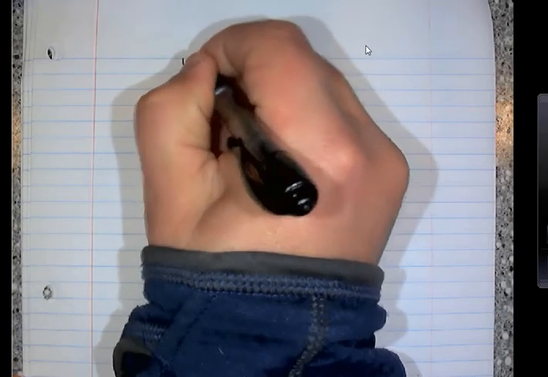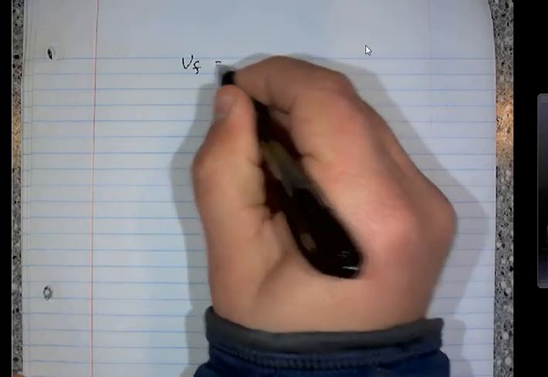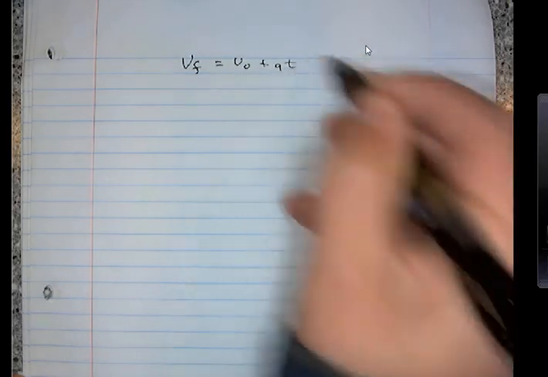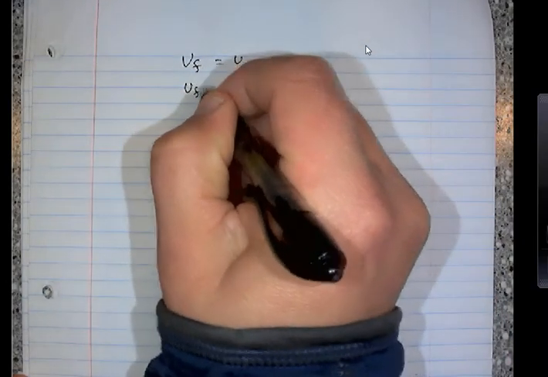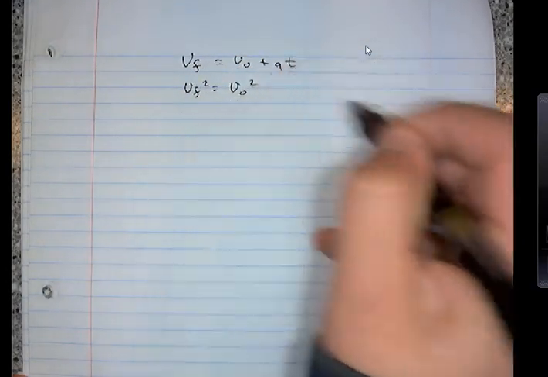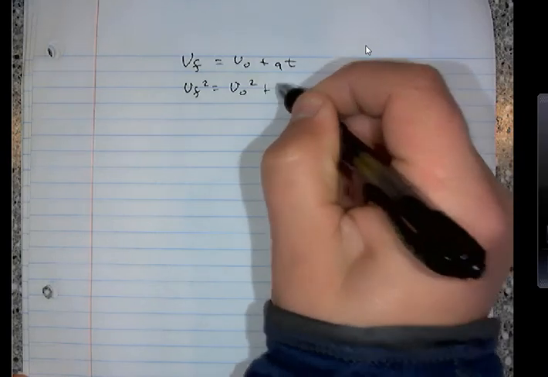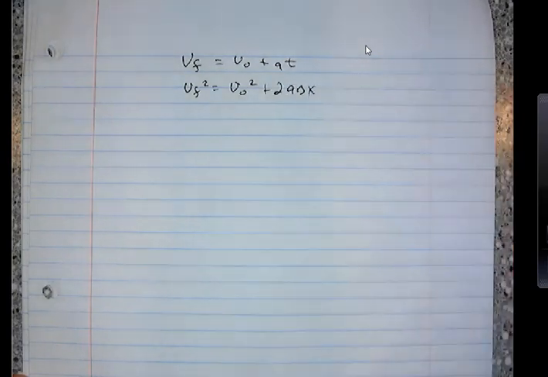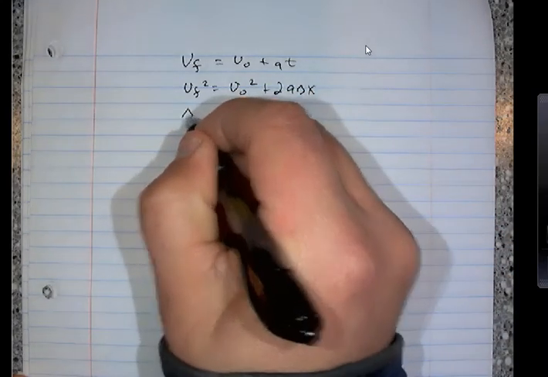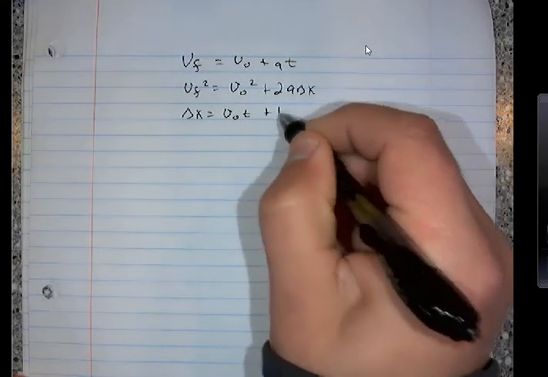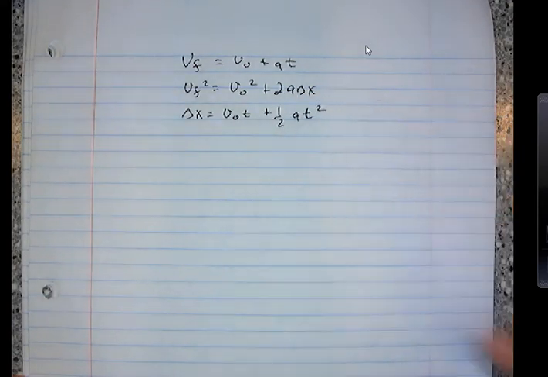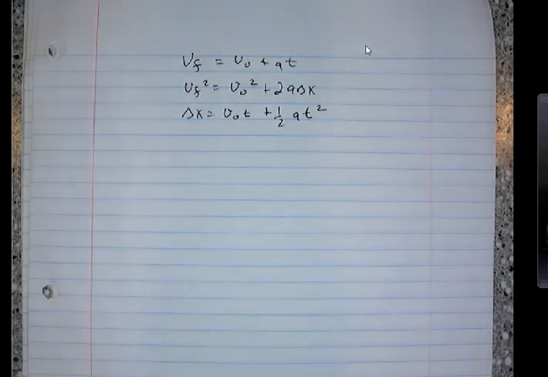So velocity final is equal to velocity initial plus at. So these are all for constant acceleration. Final velocity squared is equal to initial velocity squared plus 2a delta x. I'm writing these all in the x direction. It could be for the y direction as well. And then finally, delta x equals initial velocity times time, plus 1/2 at squared. So I'm sure you'll see a kinematics question on the test as well.